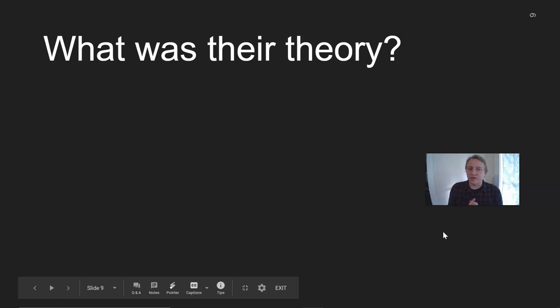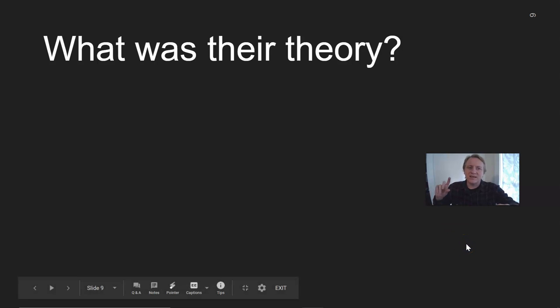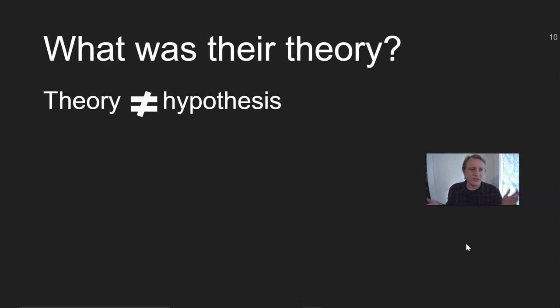So let me ask you this question. What was their theory in that paper behind the ABO blood typing? What was their theory about blood type and COVID? And actually, that's a trick question because they didn't have a theory. They had a hypothesis, right? So the point I wanted to make here is that theory and hypothesis are not the same idea.